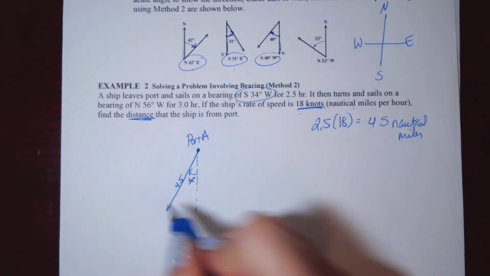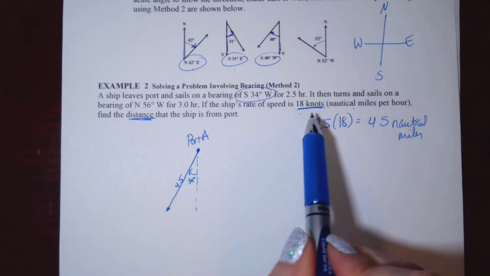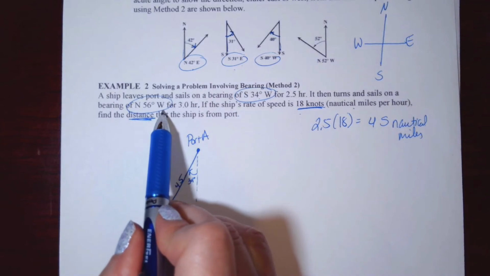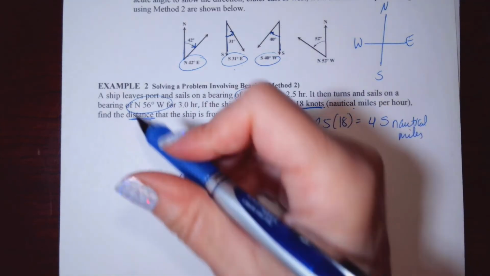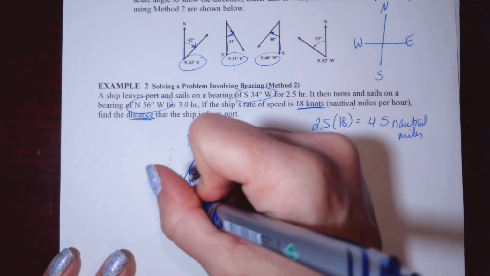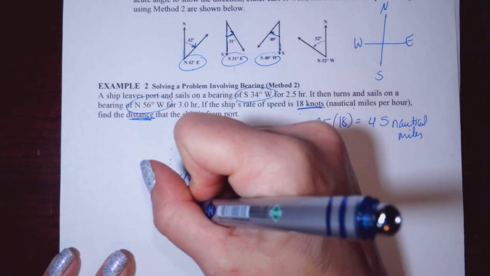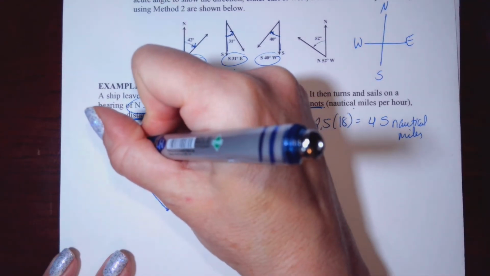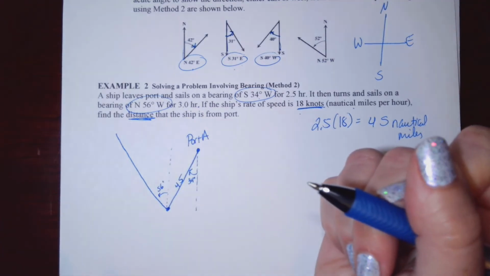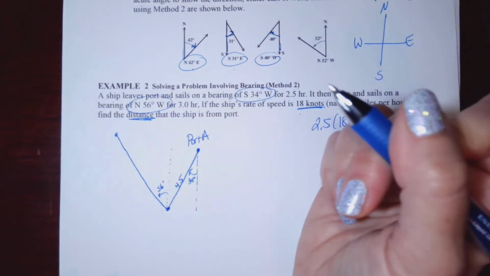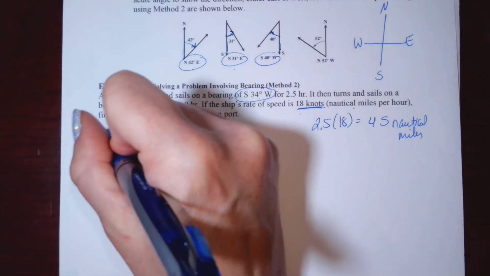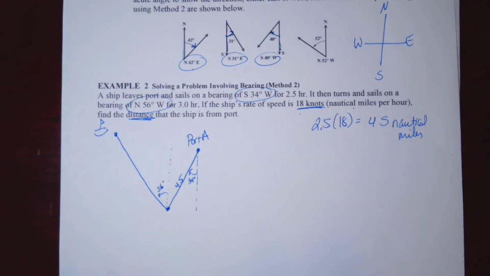At this point, our ship turns and it sails at a bearing of north 56 degrees west for 3 hours. So now I'm going to go back toward the north, but I'm still going to rotate out to the west. Still that direction, 56 degrees for 3 hours, so it goes that way for a longer period of time. And now my ship is over here, and I want to know how far it is from port.